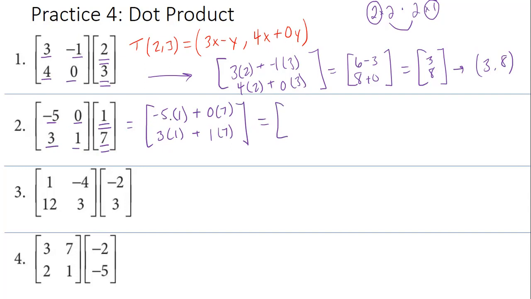We're going to simplify. -5 times 1 is -5. 0 times 7 is 0. 3 times 1 is 3. 1 times 7 is 7. It happens to the best of us. It's early. Leave them alone. All right, -5 plus 0 is? And then 3 plus 7 is? So that is my 2 by 1 product. If I had to write it as an ordered pair, it would be -5, 10.